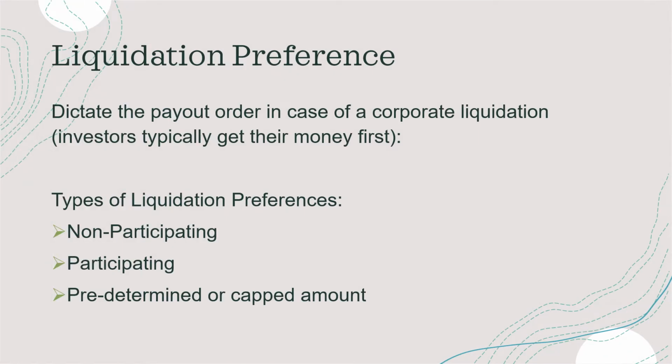The liquidation preference prescribes the order in which your stockholders receive funds in the event of a liquidation of your company. It gets a bit technical, but here are the different types of liquidation preference that you need to know before your term sheet is signed.